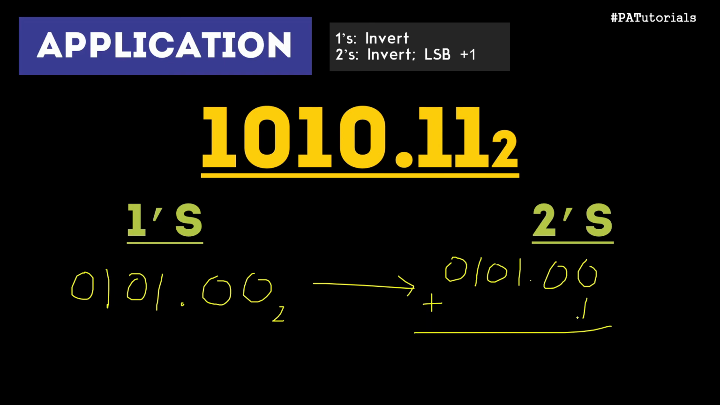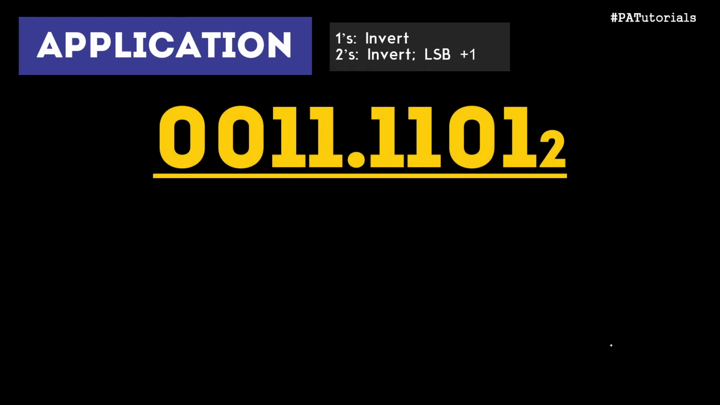So, that would be 0 plus 1. That would be 1. 0. Bring down our decimal point. 1, 0, 1, 0 since there's nothing else here. So, that would be the answer. Okay? For the 2's complement. Now, what about this next example? So, here we again start at the rightmost.